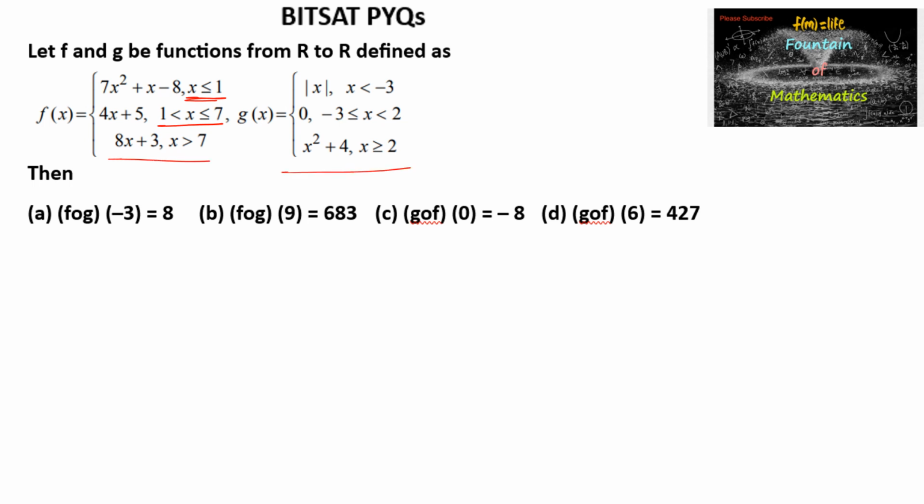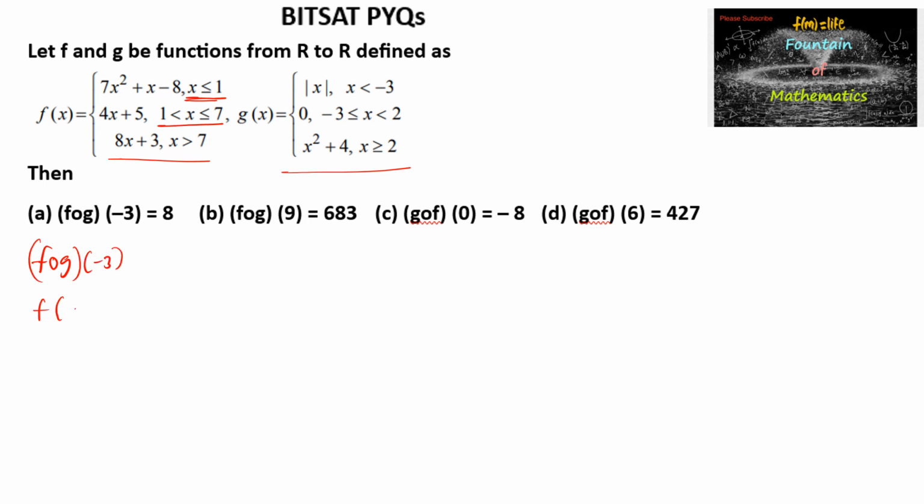And similarly g of x is given as mod x for x less than minus 3, and 0 for x between minus 3 and 2, and for x greater than 2 it is given as x square plus 4. So let us find the composite function f circle g of negative 3.